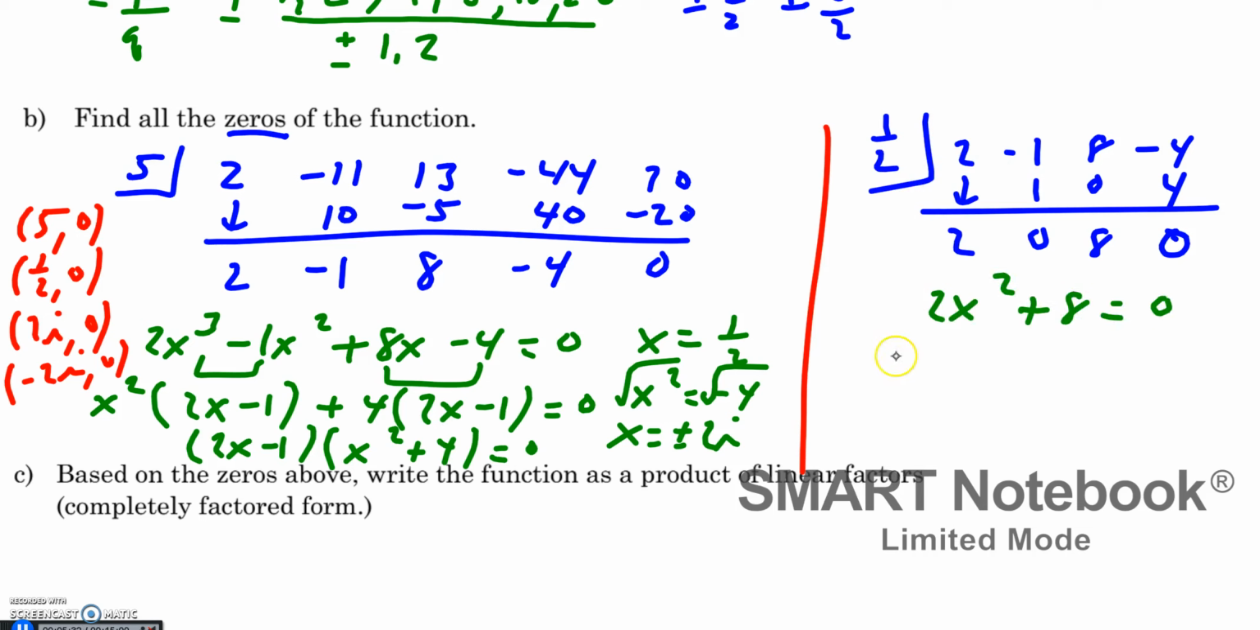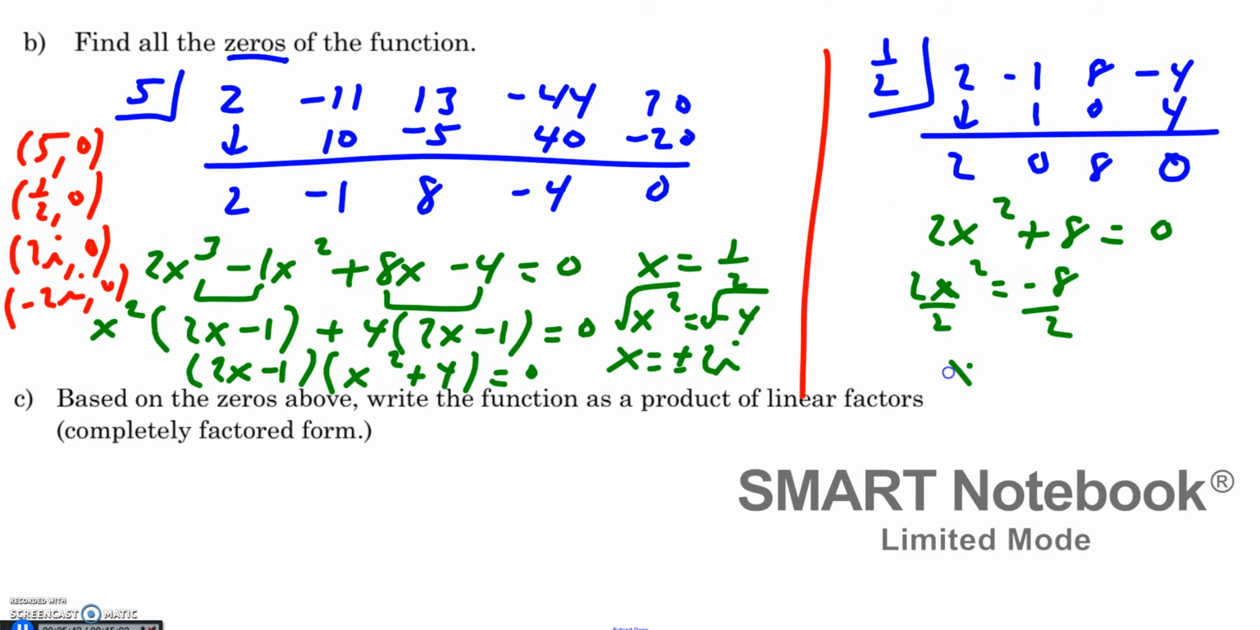And if I solve this for x, I would get 2x squared equals negative 8. Divide by 2. So I would get x squared equals negative 4. So yet again, I get the answers of plus or minus 2i. So again, it's completely your choice. You could, after the first synthetic division, do factoring by grouping, or you could do synthetic division twice and end up with the same answer. Either way that you do that problem, your answer for part C will be the same.